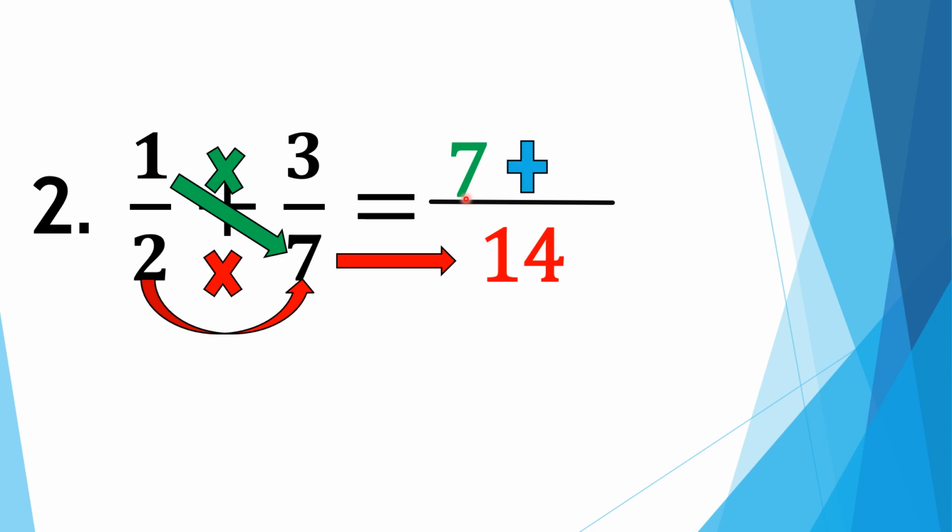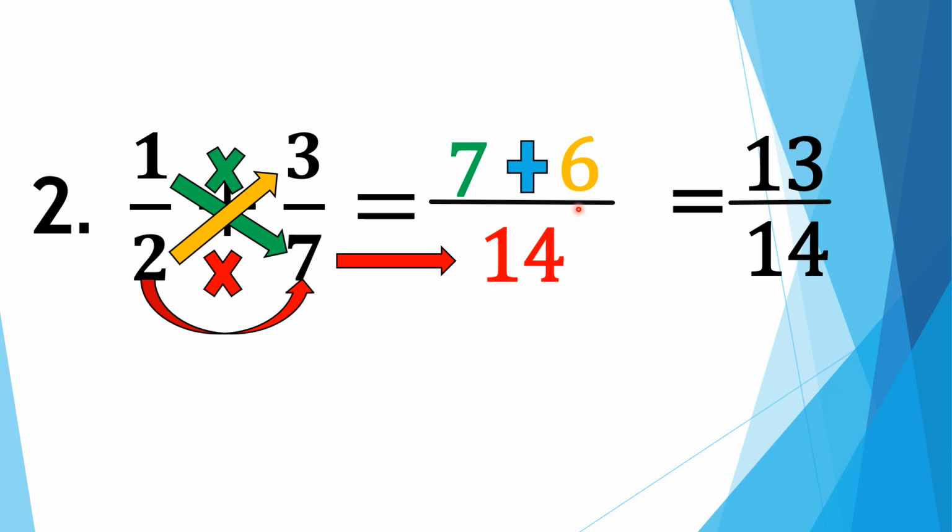Next, multiply the denominator of the first fraction by the numerator of the second fraction. 2 times 3 is equal to 6. Then step 3, add the products of step 2. 7 plus 6 is equal to 13. Then copy the denominator. 1 over 2 plus 3 over 7 is equal to 13 over 14.